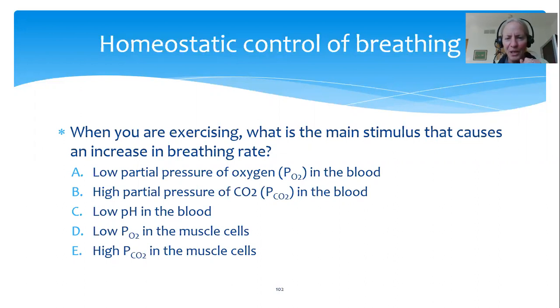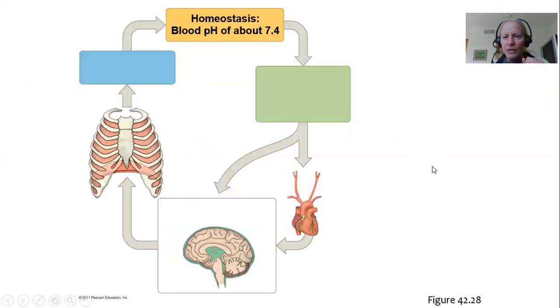Okay, now that you've made your prediction, let's take a look. So this is a figure that illustrates homeostasis in the blood, and you'll notice that the main focus here is homeostasis of blood pH. So that is the main stimulus that your body is paying attention to know whether you have enough oxygen.